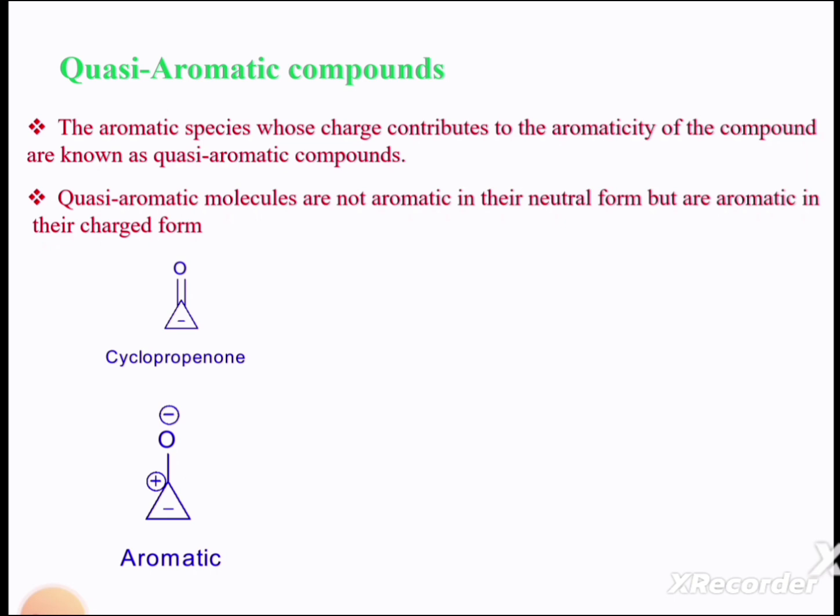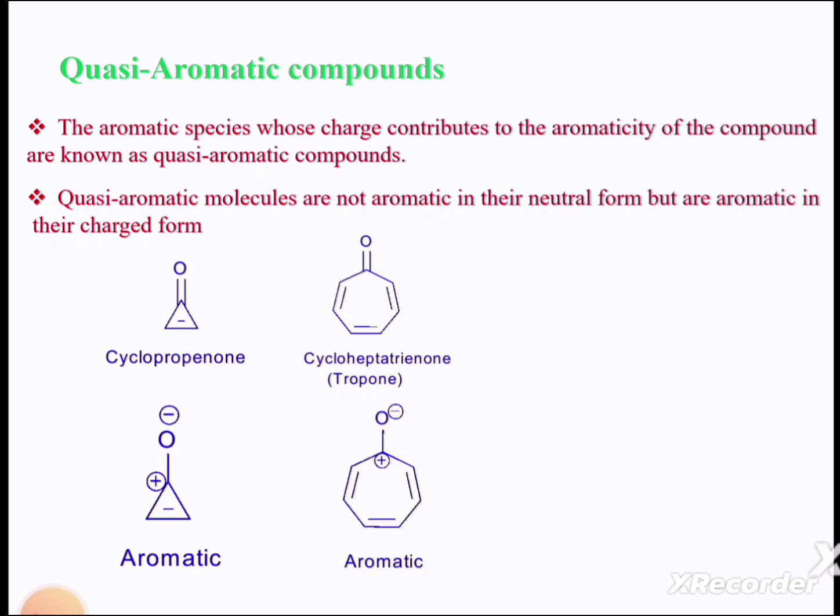Let us discuss tropone. This is cycloheptatrienone. In ionic form, this cycloheptatrienyl cation will be aromatic in nature. So the whole compound will be aromatic in nature. So these are compounds which in ionic form, in charged form, will be aromatic in nature. These are known as quasi-aromatic compounds.